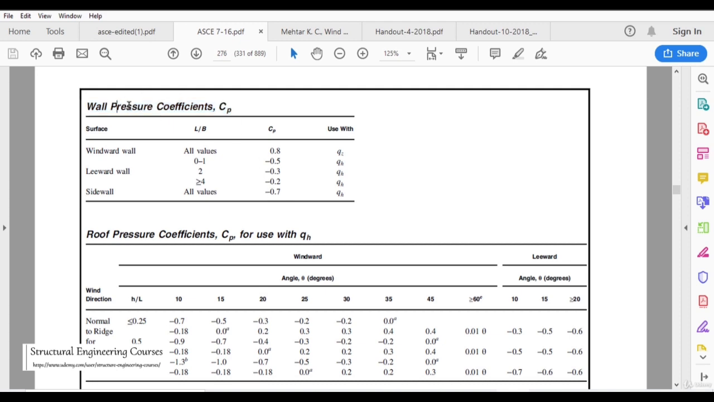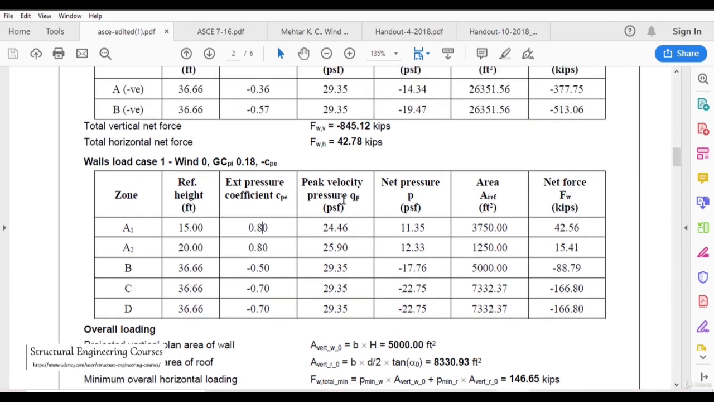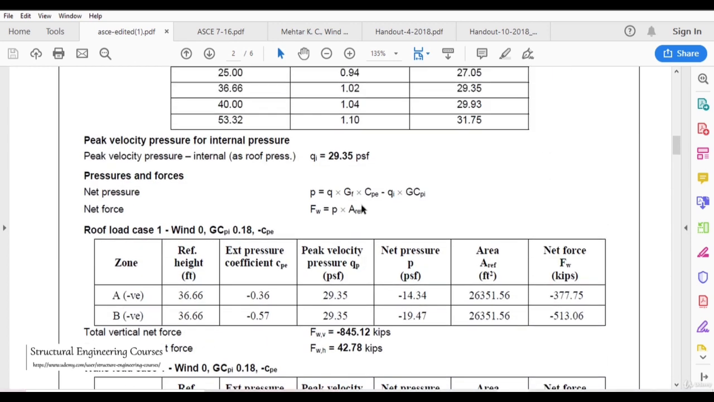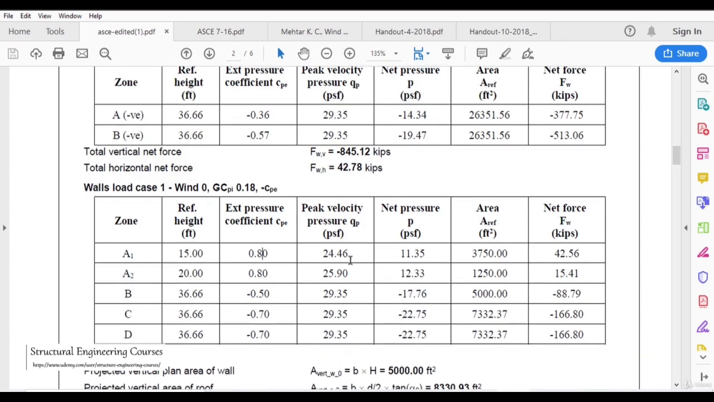Right now we are talking only about the wall pressure coefficients and wall pressure values. So we can calculate the CPE, and similarly we can calculate the peak velocity pressure QP. Peak velocity pressure QP can be calculated here. It is given in PSF, and net pressure P can also be calculated here. These are the values that we need to multiply with base spacing to calculate the UDL that we need to apply on our model.